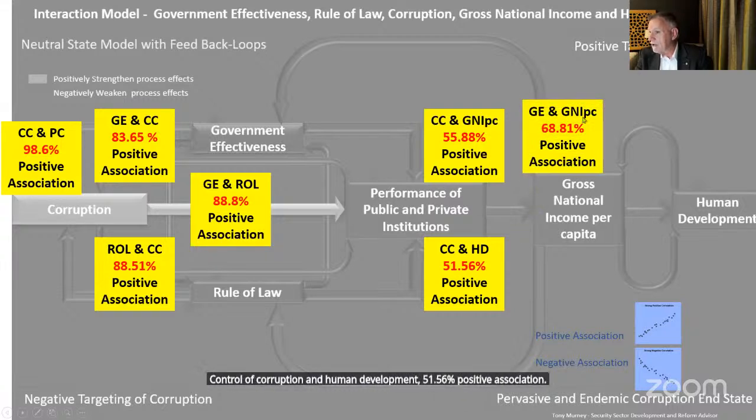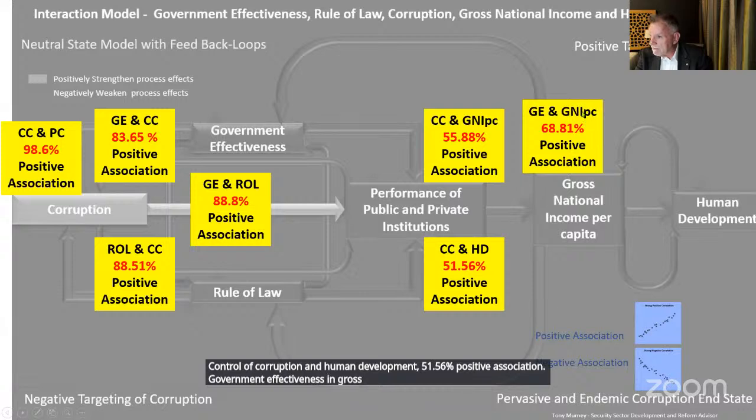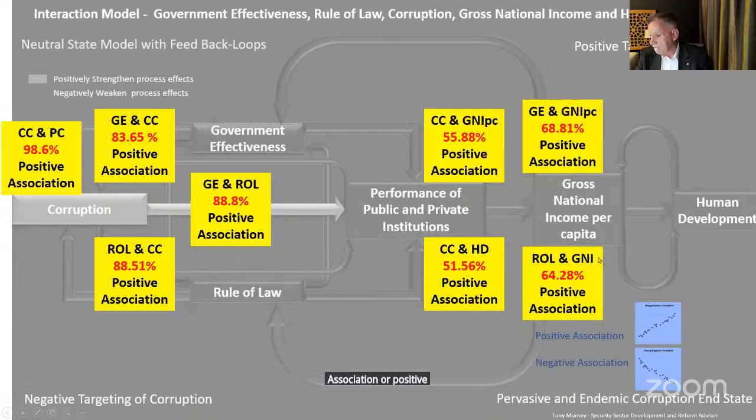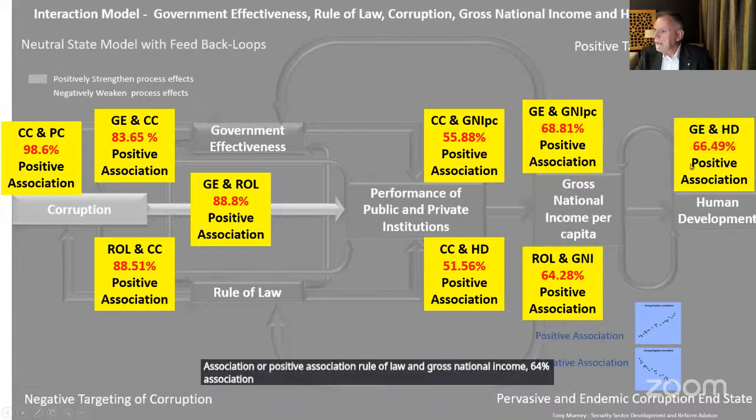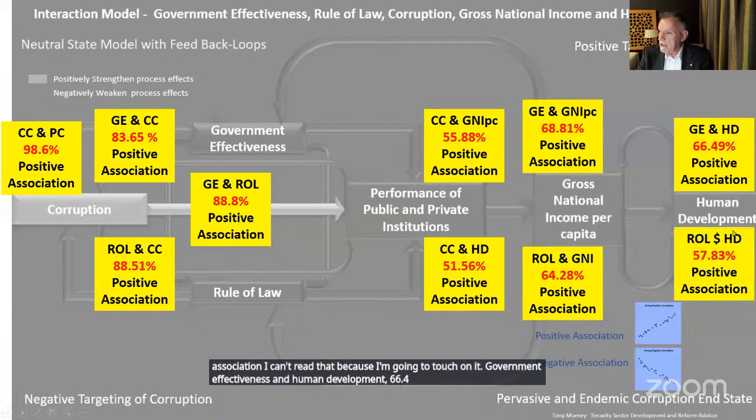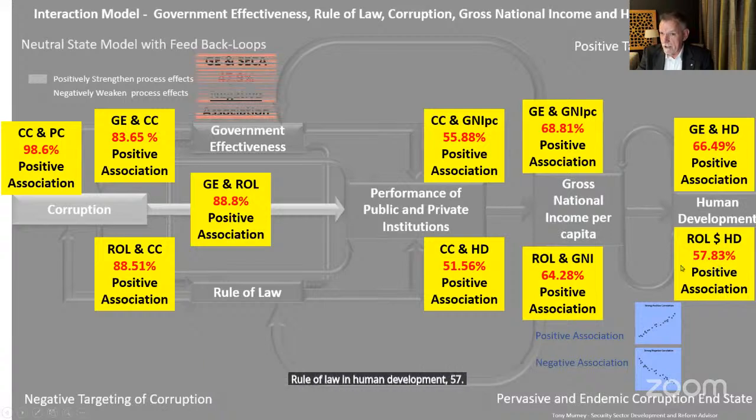Government effectiveness and gross national income, now I've done something wrong there. That probably, government effectiveness and gross national income, 68% positive association. Rule of law and gross national income, 64% association. Government effectiveness and human development, 66.49% association. Rule of law and human development, 57.83% association.